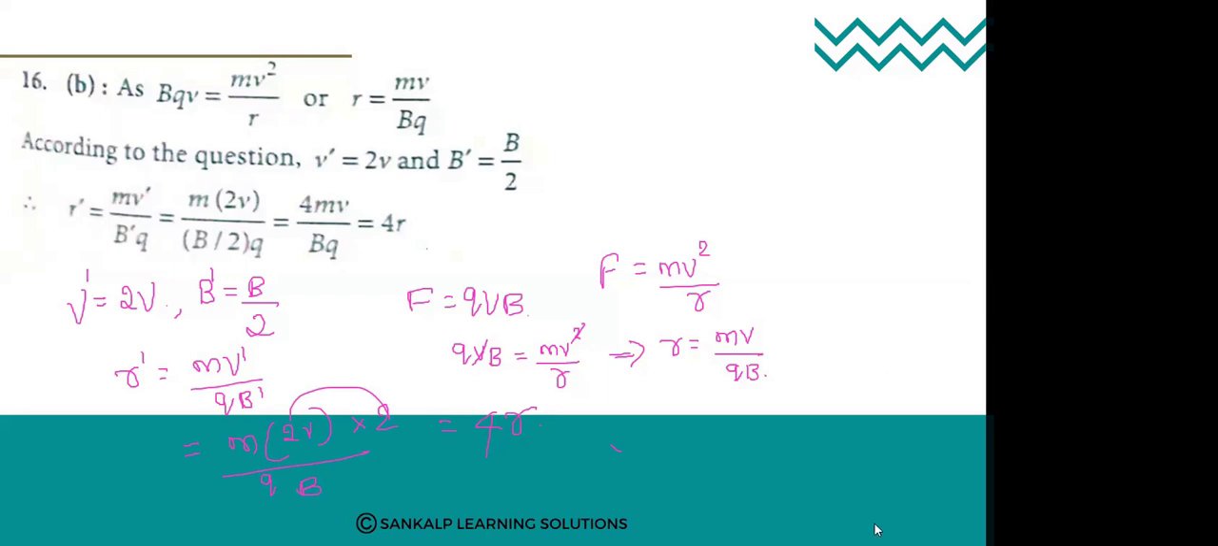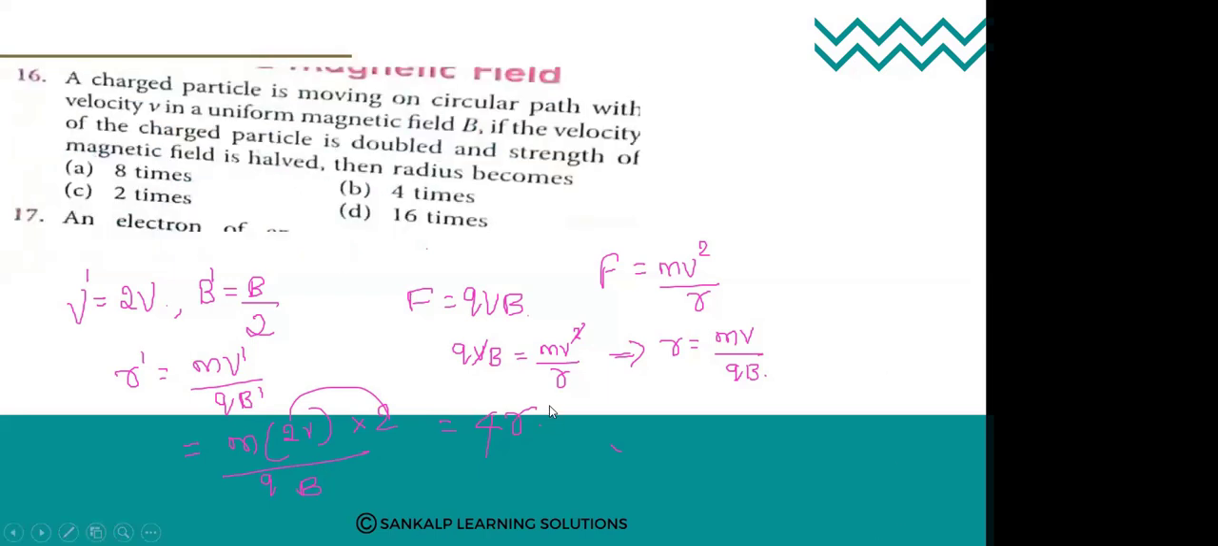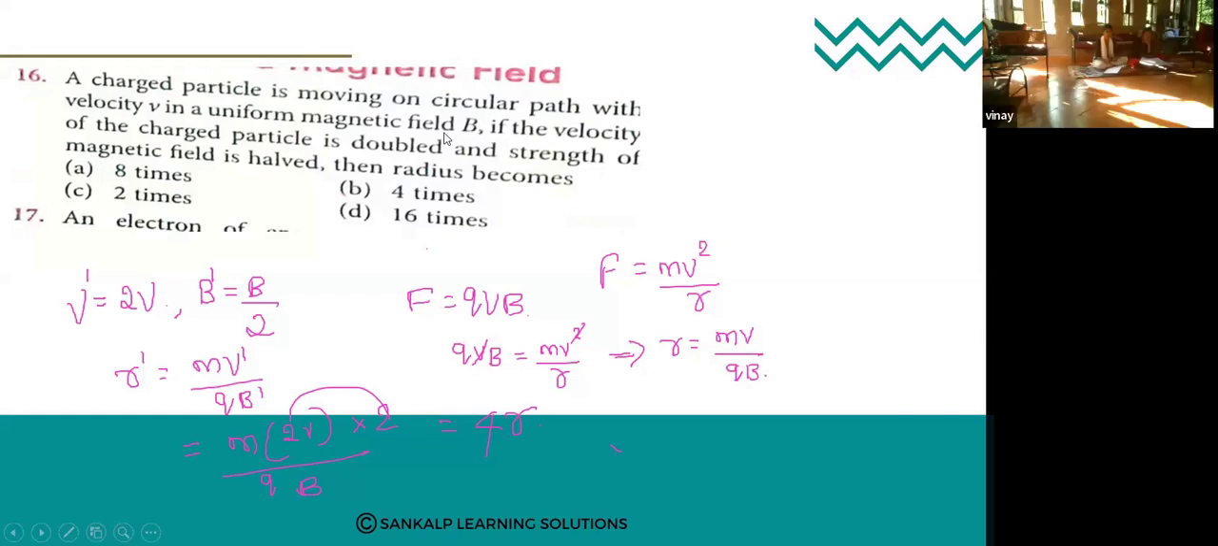So according to the question, the radius becomes 8 times, 4 times, 2 times, 16 times, that is 4 times. The radius becomes 4 times of the initial value. Understood? Yes, ma'am. Okay, so the next question.